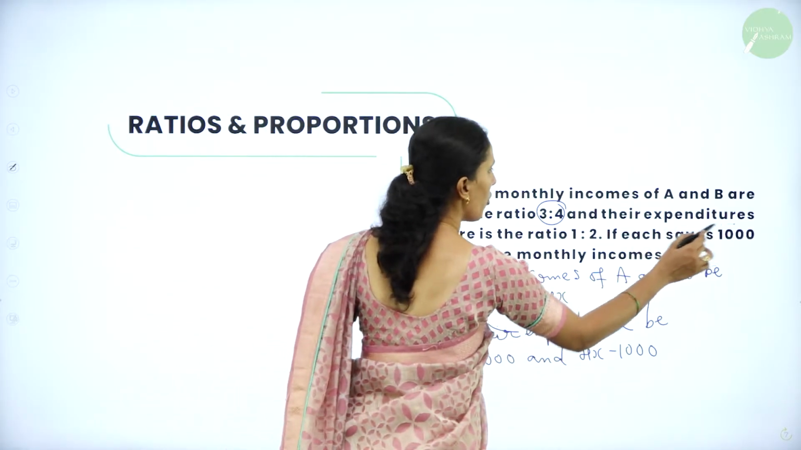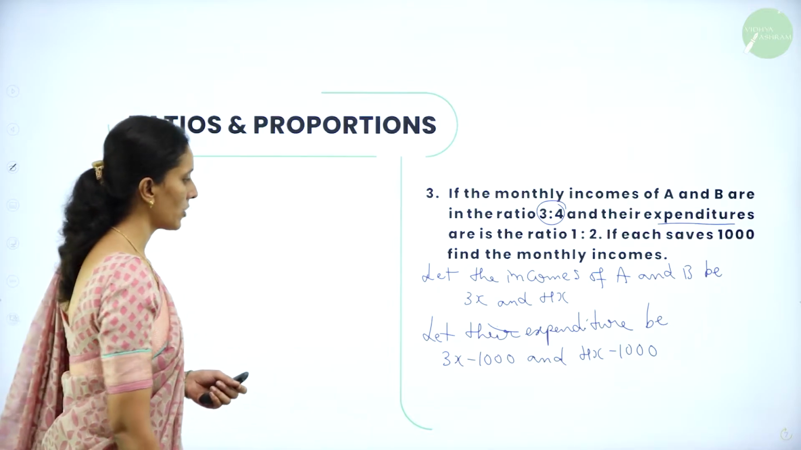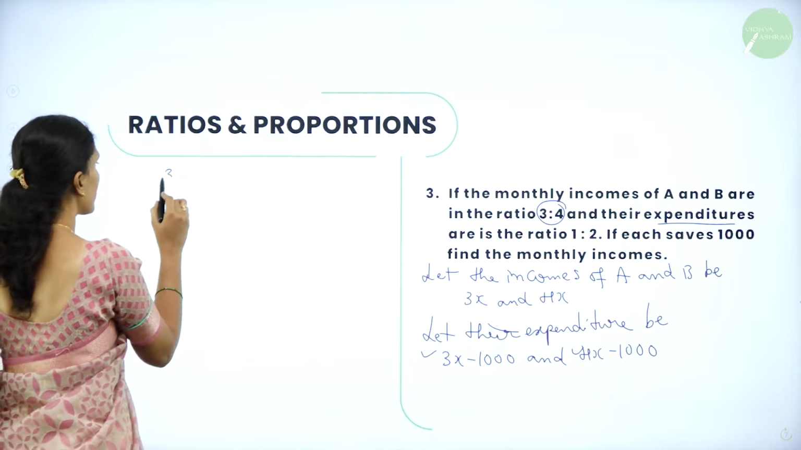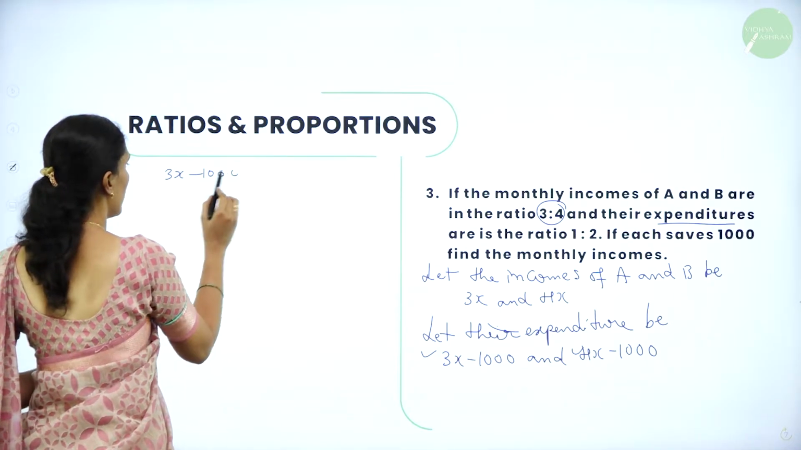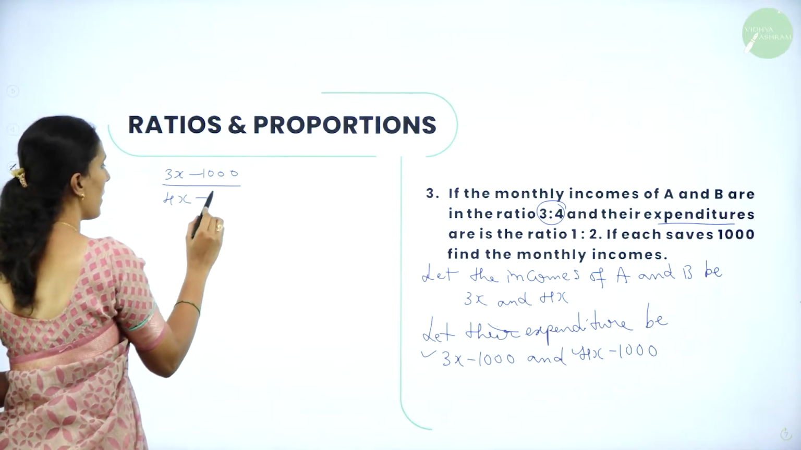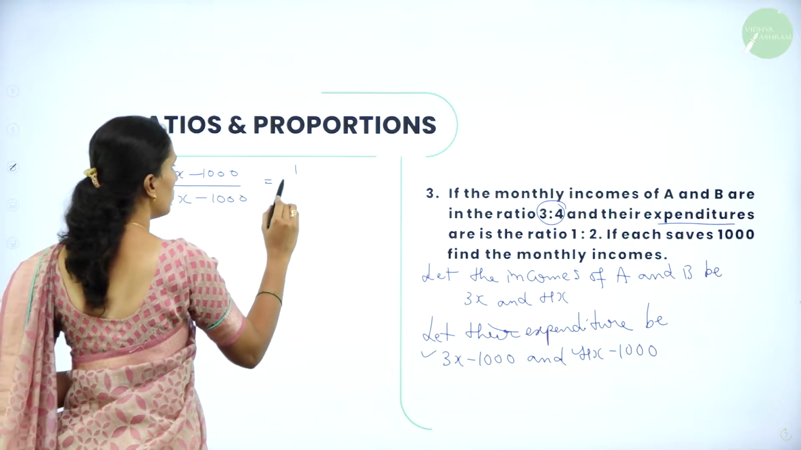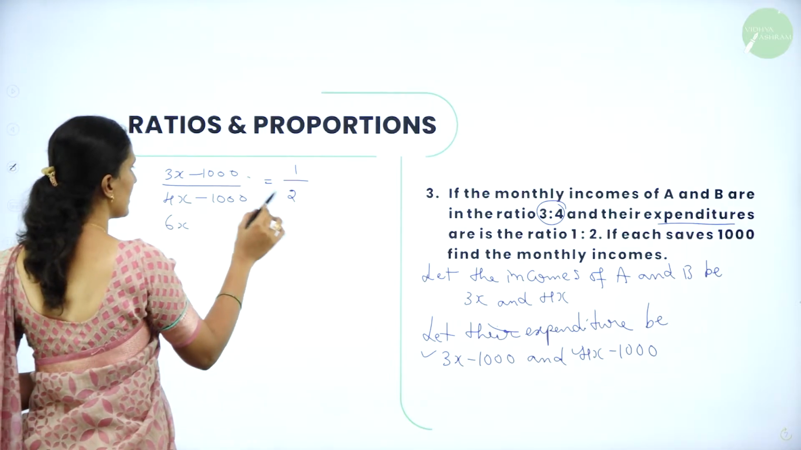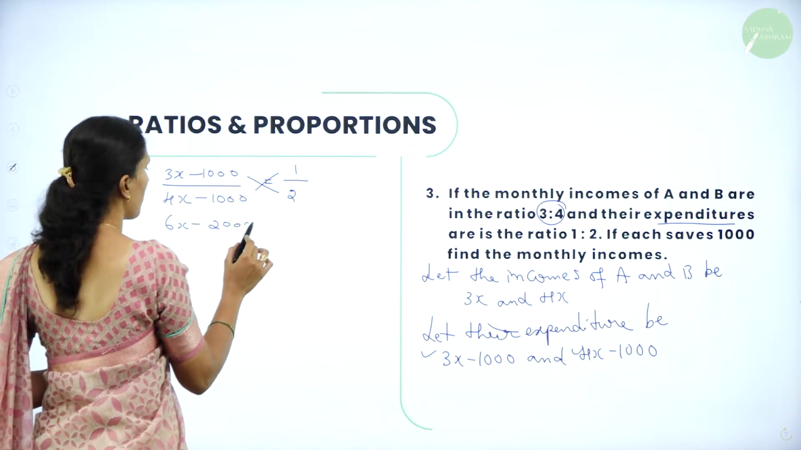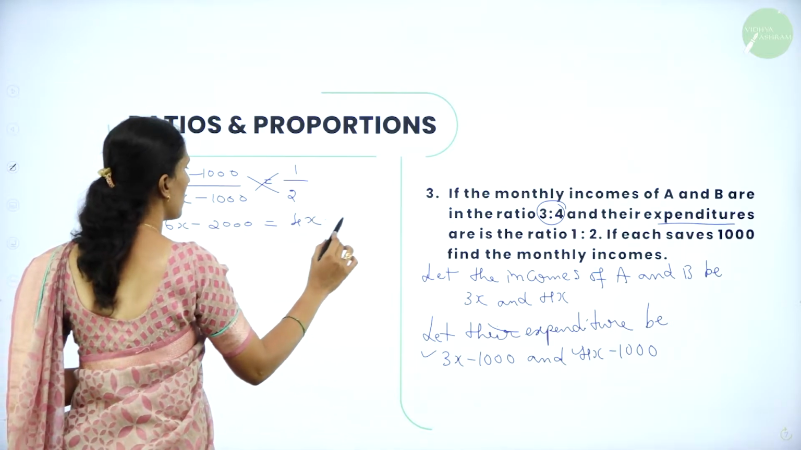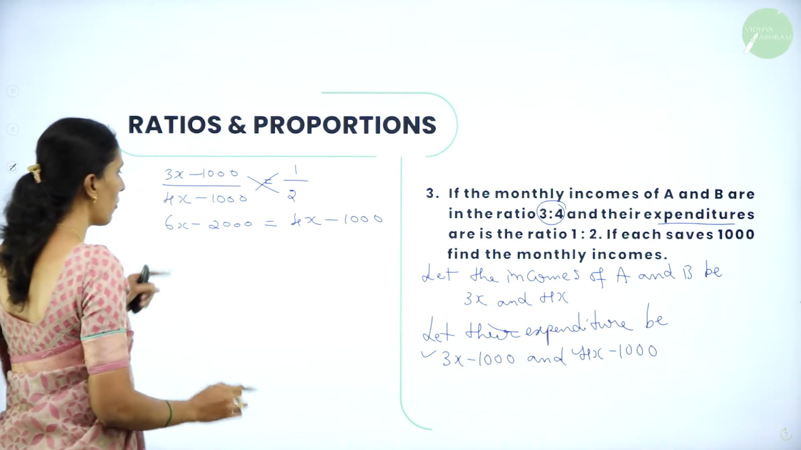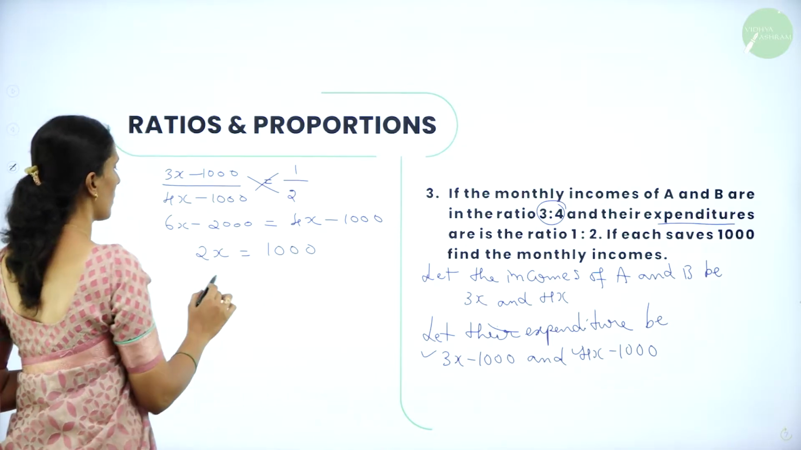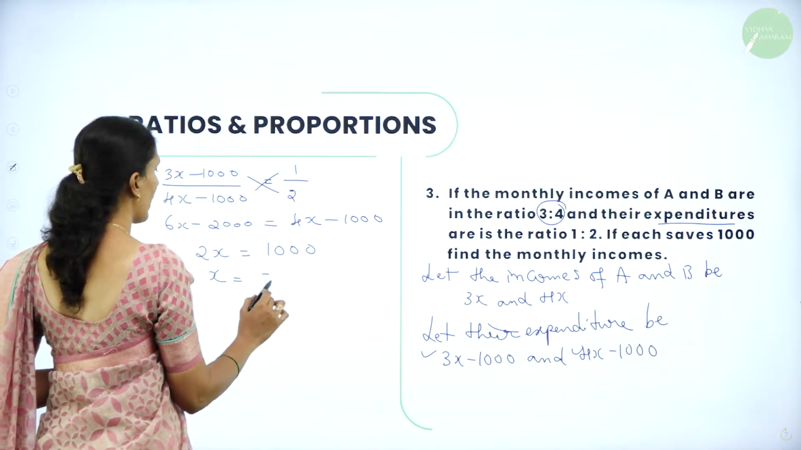Next, the ratio of their expenditure is given, that is 1:2. So let me take the ratio of their expenditure, that is 3x minus 1,000 divided by 4x minus 1,000, which is equal to 1/2. So when you cross multiply, you will get 6x minus 2,000 is equal to 4x minus 1,000. So solving for x, you will get 2x is equal to 1,000, x is equal to 500.